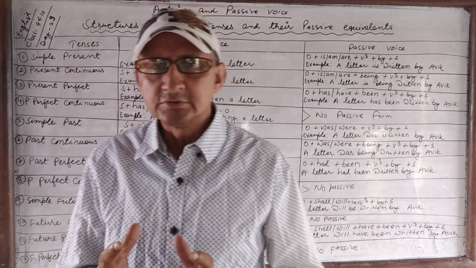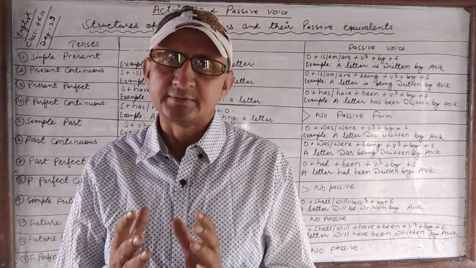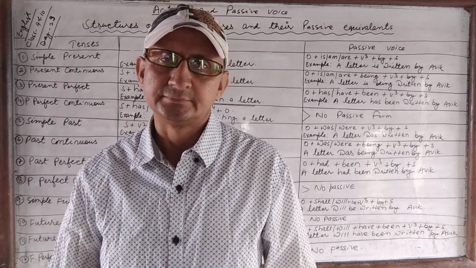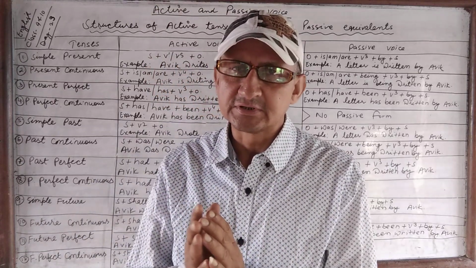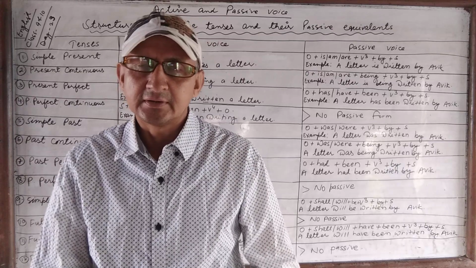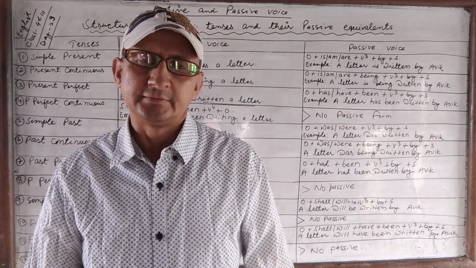Always use the third form of the verb, that is past participle form of the verb, in the passive voice. And use preposition. We use the preposition by while changing from active voice to passive voice.